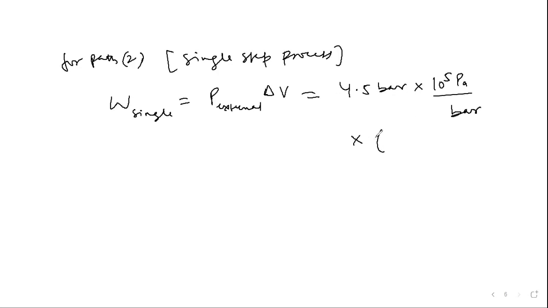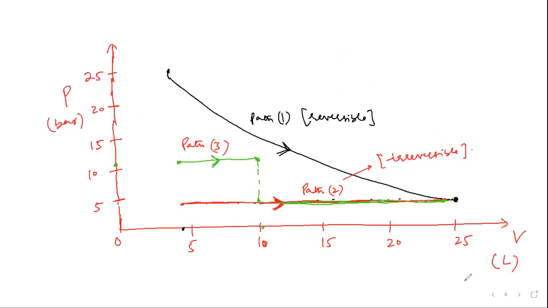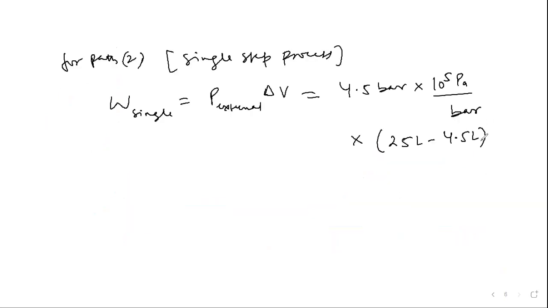Then I multiply by the change in volume. Remember, the final volume is 25 liter minus the initial volume, 4.5 liter, right? 4.5 liter is the initial volume. Then I convert this liter into cubic meter by multiplying by 10 raised to the power minus 3 cubic meter over liter.